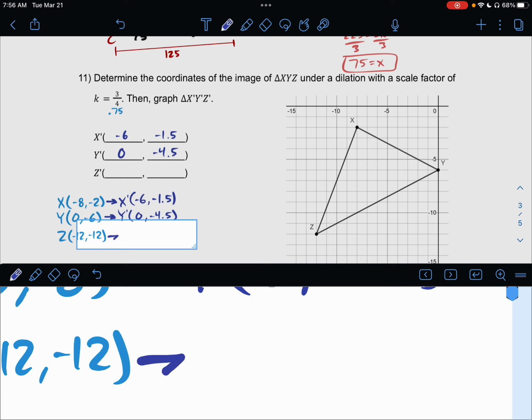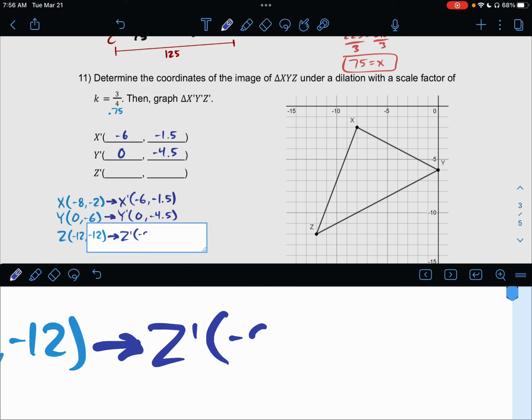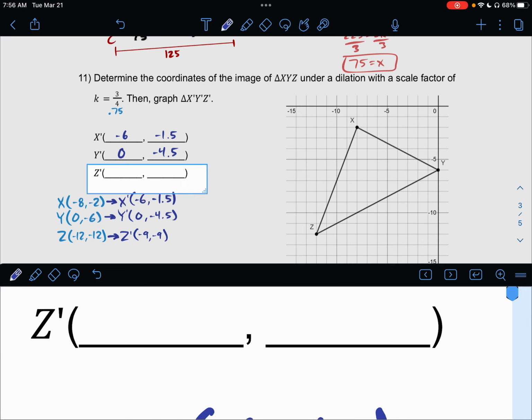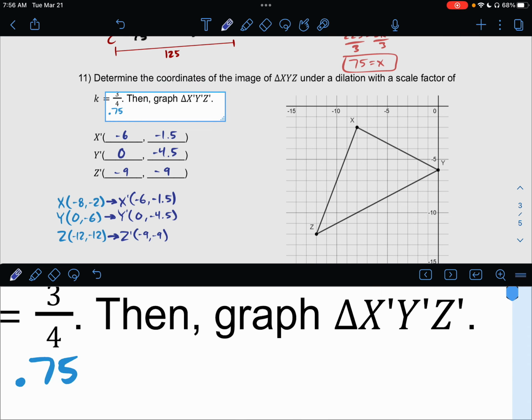And then z prime. I'm going to take negative 12 times 0.75, and I'm getting negative 9. Both the x and the y coordinates should be negative 9. So z prime is negative 9, negative 9. And part of the question says, then graph x prime, y prime, z prime.